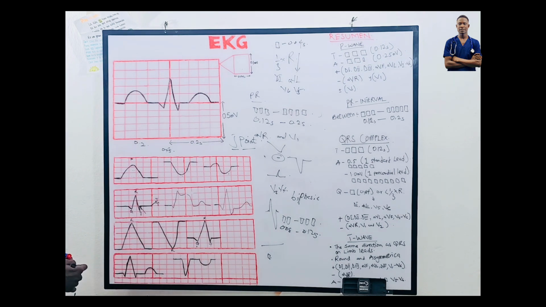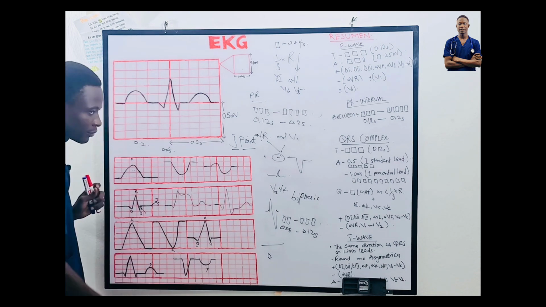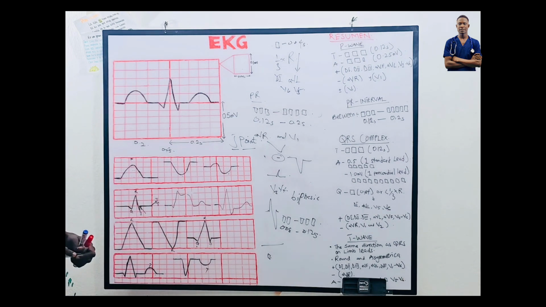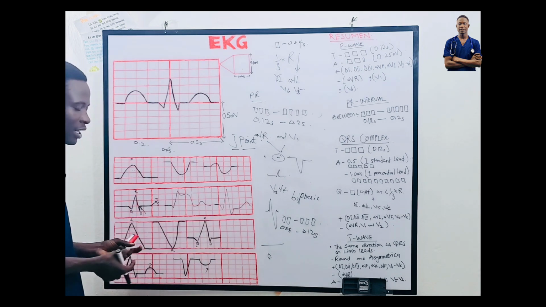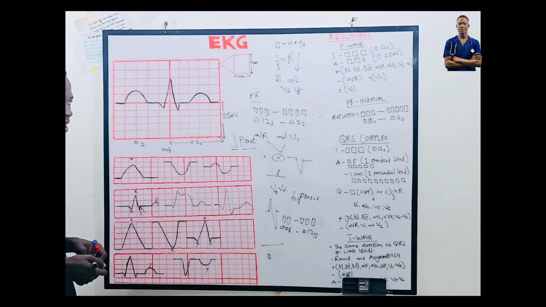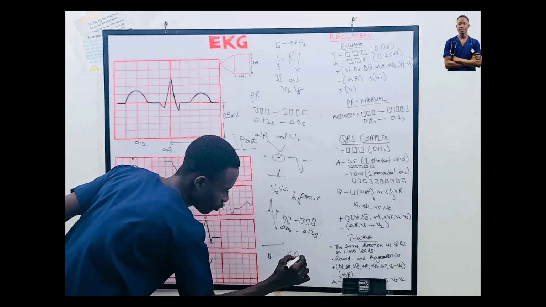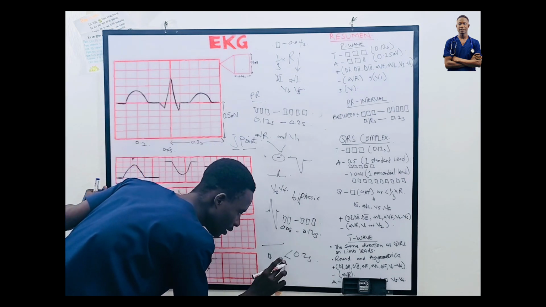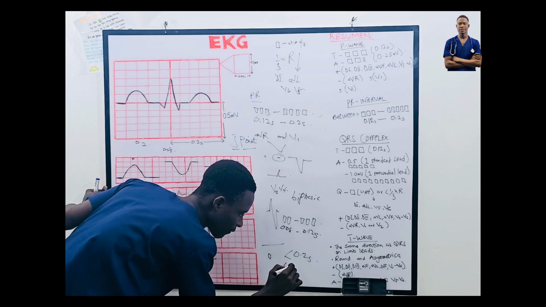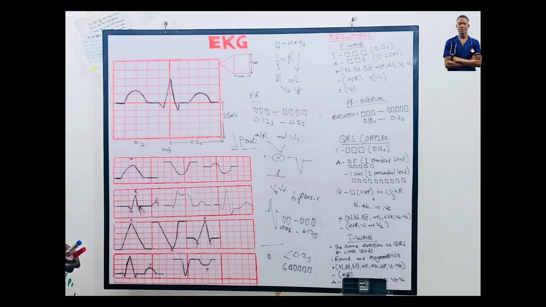The T wave, this is our T wave. The T wave must also have a horizontal, or the time for the T wave must be less than 5 boxes, less than 0.2 seconds, or less than 5 small boxes. Are we clear with it?